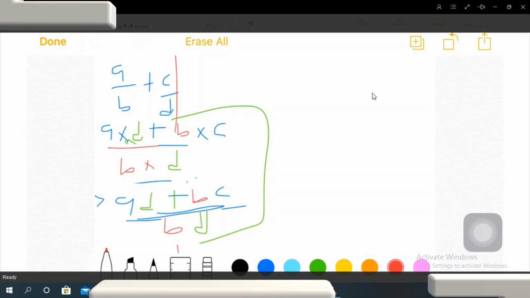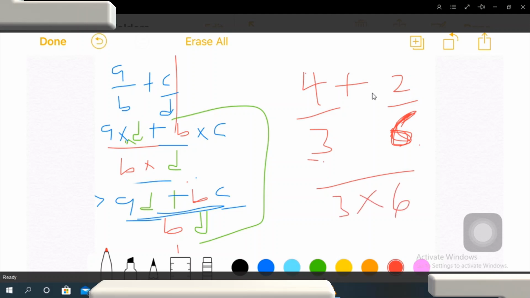Okay, so let's take an example of 4 over 3 plus 2 over 6. So with this, we said we should multiply the denominators. So we get 3 times 6. 3 goes into 3 times 6 how many times? 6 times. So we'll have 6 times 4.